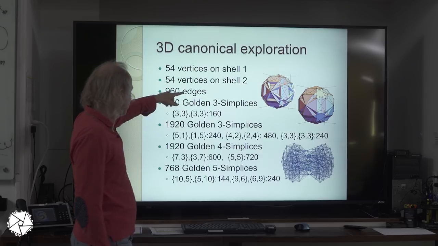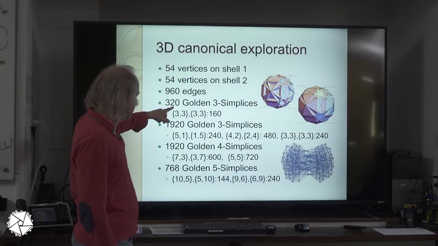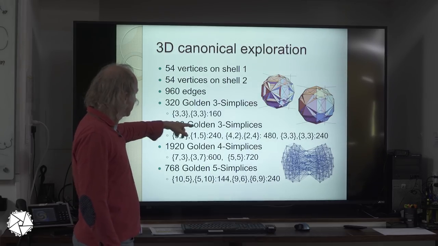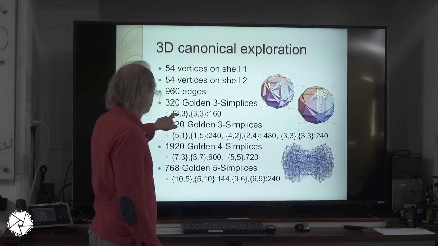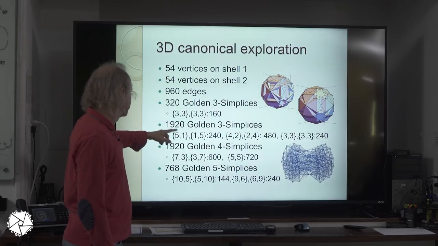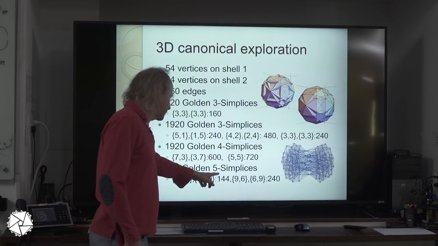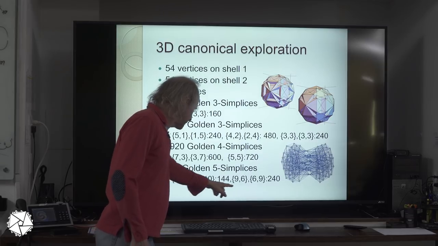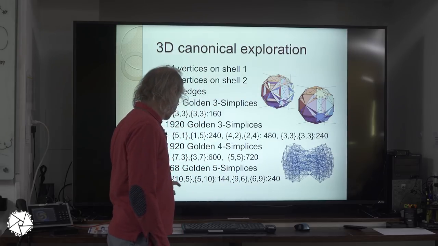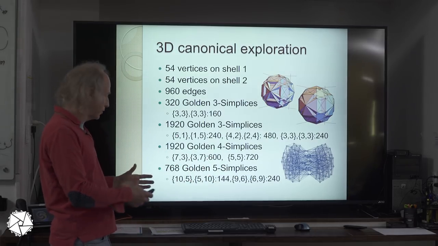In fact, two times the golden ratio. And from this, I will get 320 golden three simplices of the sort 3-3. So 160 of each, so they are different. And I can also get 768 five simplices, which are of these types: 10-5, 5-10, or 9-6, 6-9. And of each of these, I have 144 different ones. So this is the same, but modulo the rotation and symmetry.